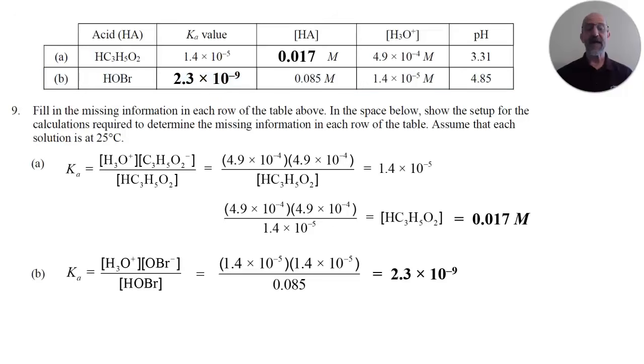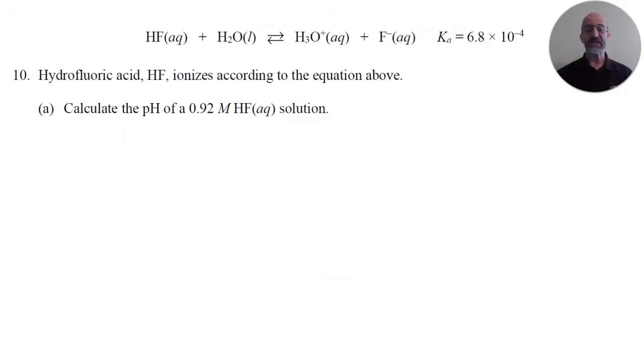Now let's take a look at another weak acid in question 10. So here's question 10 involving another weak acid. This is hydrofluoric acid. It says hydrofluoric acid, HF, ionizes according to the equation above. In part A, we have to calculate the pH of a 0.92 molar solution of hydrofluoric acid.